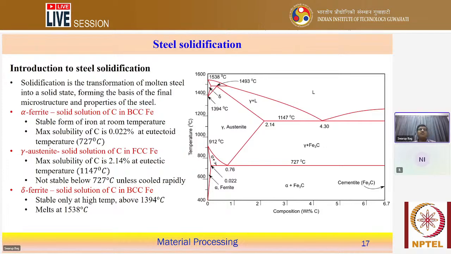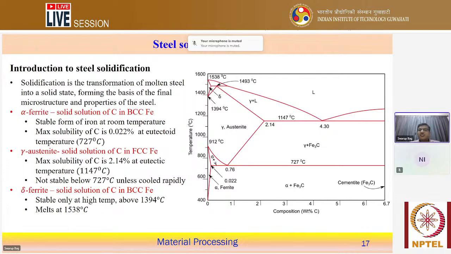So basically the alpha ferrite crystal structure is BCC iron, but carbon is present. The solution of carbon in alpha ferrite is limited to only 0.022 weight percent of carbon, and that actually happens at the eutectoid composition. So the maximum solubility of carbon in alpha ferrite is 0.022%, and that actually happens at the eutectoid temperature, that is at 727 degrees centigrade.